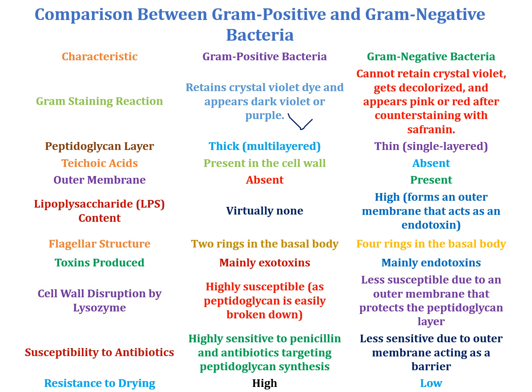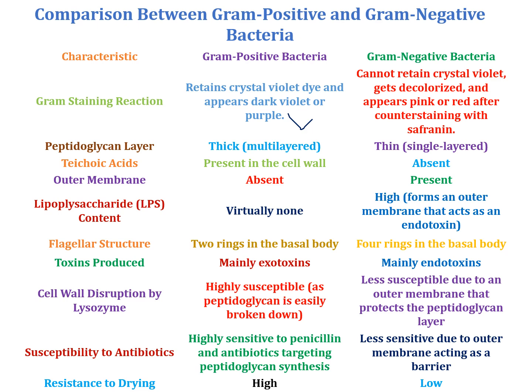Flagellar structure: 2 rings in the basal body here, 4 rings in the basal body there. We will discuss this later in this session. Toxins produced are mainly exotoxins here, and endotoxins there. Cell wall disruption by lysozyme: highly susceptible here, as peptidoglycan is easily broken down, and less susceptible there due to an outer membrane that protects the peptidoglycan layer.